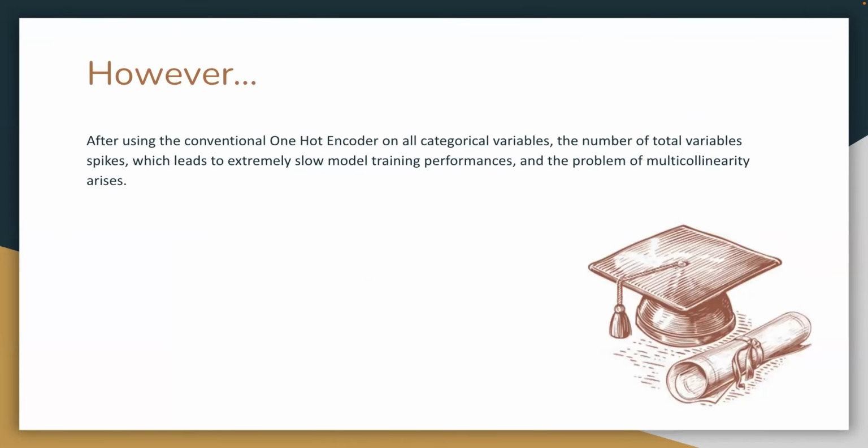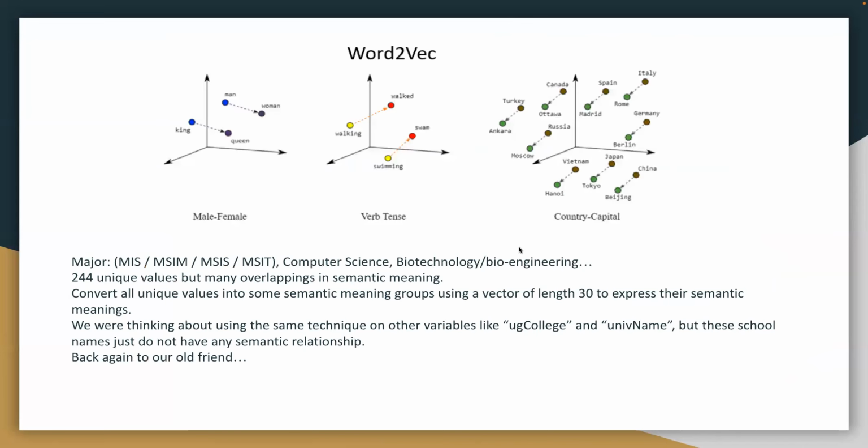However, after using the conventional one-hot encoder on all categorical variables, the number of total variables exploded, which leads to extremely slow model training and a problem of multicollinearity. Thus, we came up with the idea of using the word2vec library, which is essentially a word embedding technique. For the attribute major, there are 244 unique values, but many of them have overlapping semantic meanings.